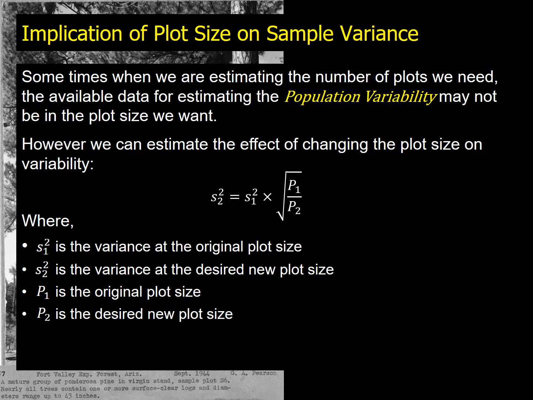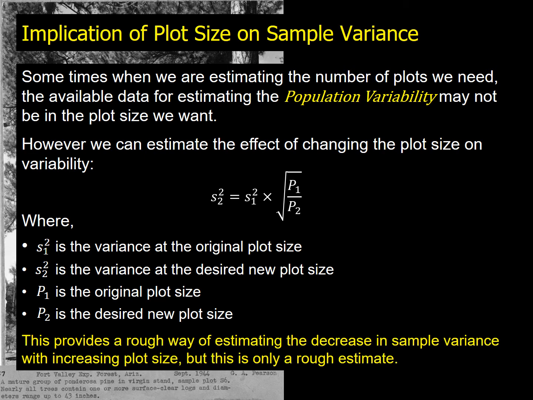The reason this can be an important consideration in sample size determination is that we may want to use one plot size in our sampling design, but may have some preliminary data from another plot size that we need to use in determining our population variability. Although it will only provide a rough way of scaling our plot size, we can use this formula to scale the variance of our original plot size in the preliminary data against the plot size we want to use in our sampling design to get an estimate of variance at the scale we want it at.